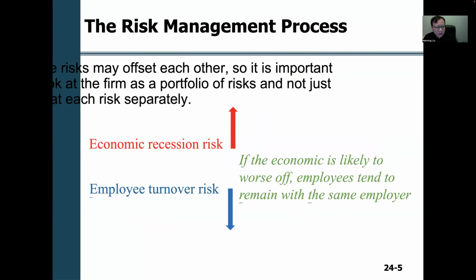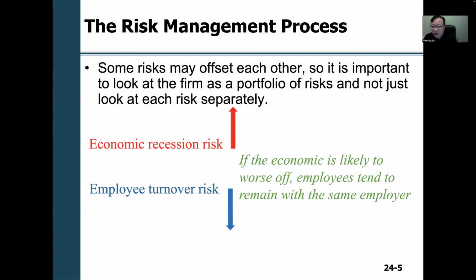Some risks may offset each other. Companies may have different risks, but sometimes the risks offset each other. So you don't have to focus on each individual risk. You actually take the corporate risks as a portfolio. For example, a company may face a broad economic risk if the economy undergoes a recession.